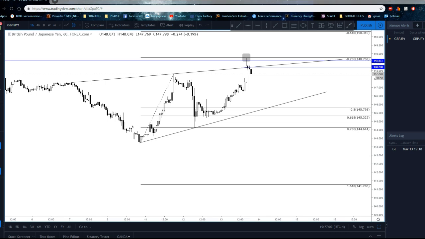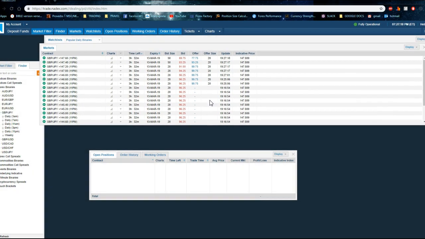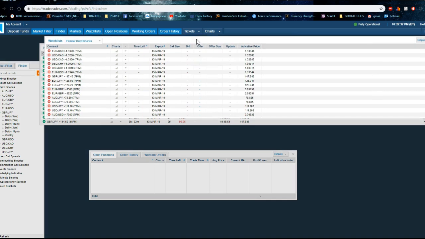I was really looking at the daily. Let me just bring it over here. I was looking at the daily 11 p.m. That would have been very nice, but you could see the very top strike was 147.60, and at the time price was, let's see, 40, 50, 60, 70 pips away from that. So that was a little bit too out of the money for me.